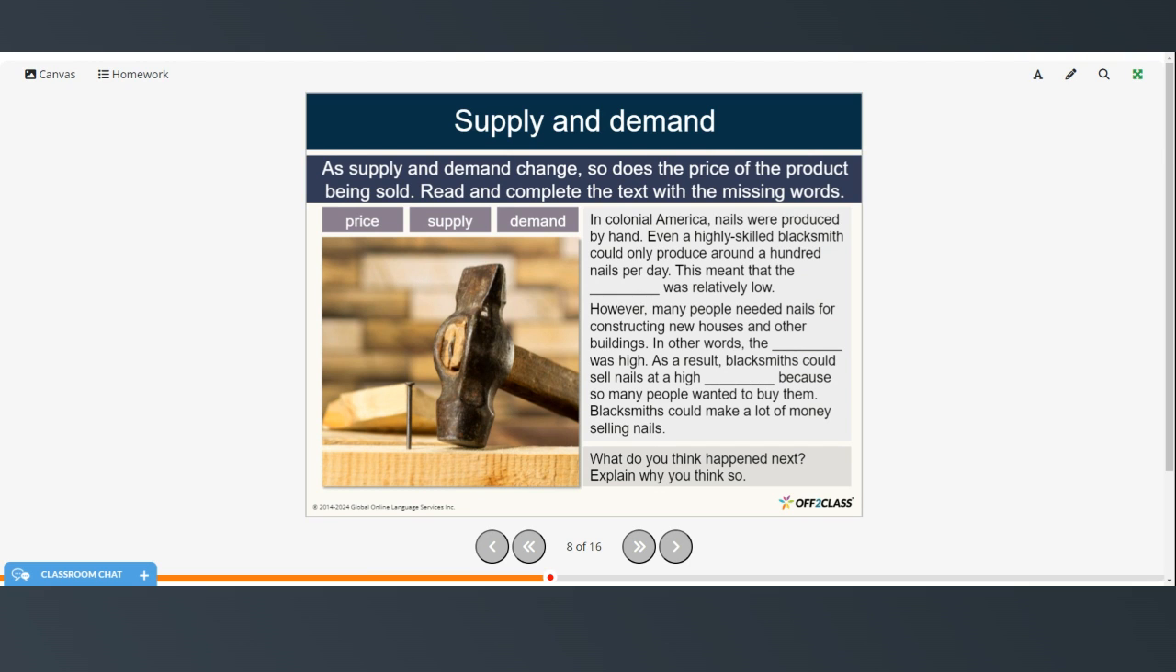So read and complete the text with the missing words. In colonial America, nails were produced by hand. Even a highly skilled blacksmith could only produce around 100 nails per day. This meant that the supply was relatively low. However, many people needed nails for constructing new houses and other buildings. In other words, the demand was high. As a result, blacksmiths could set nails at a high price because so many people wanted to buy them. Blacksmiths could make a lot of money selling nails.